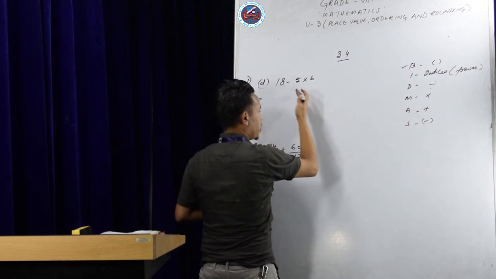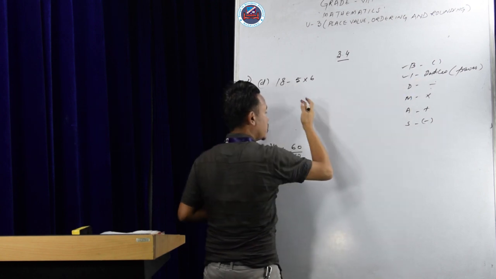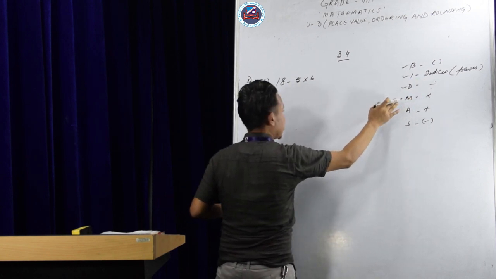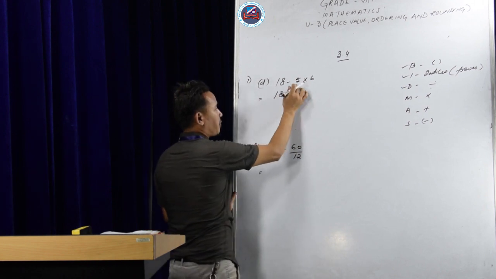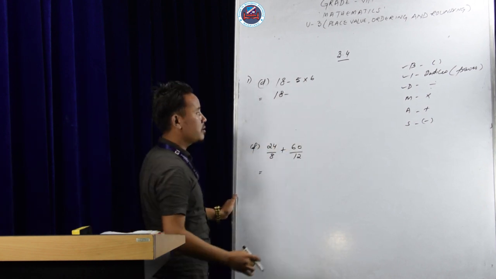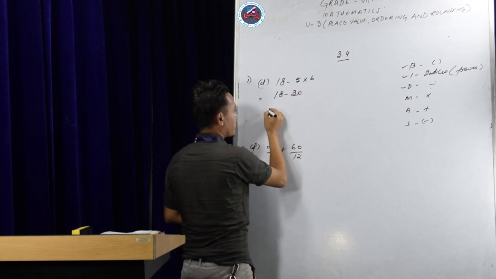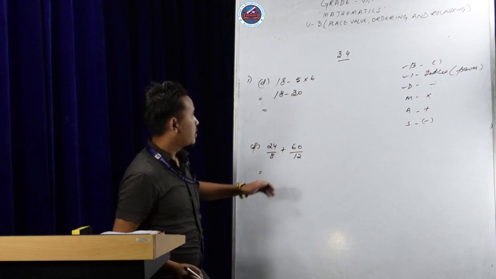We don't have the bracket here, neither do we have the power, nor the division. But yes, we do have the multiplication here. So 5 into 6 gives us 30, right? Yes or no?